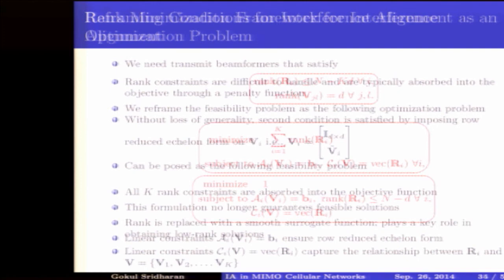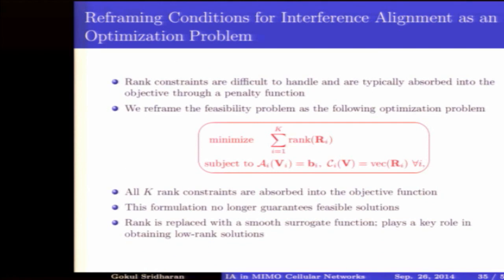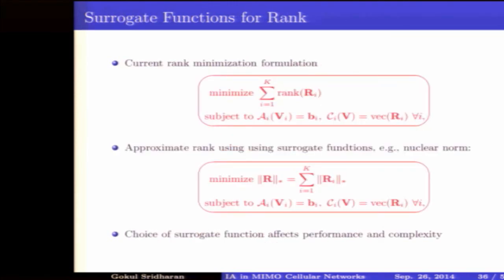So what we do is push the rank to the objective, and we say minimize the rank of R_i. Now notice that there is no guarantee on what the final rank of R_i will be, so we lose that guarantee here. But through certain algorithmic techniques, we have been able to ensure that the rank of R_i meets the necessary conditions. Rank minimization problems are very well studied in the compressive sensing literature. Typically, rank is replaced with some kind of a surrogate function.